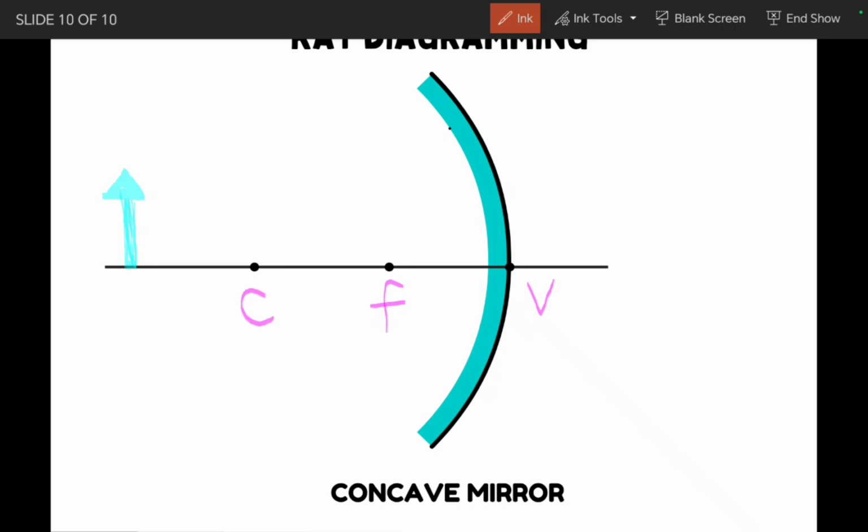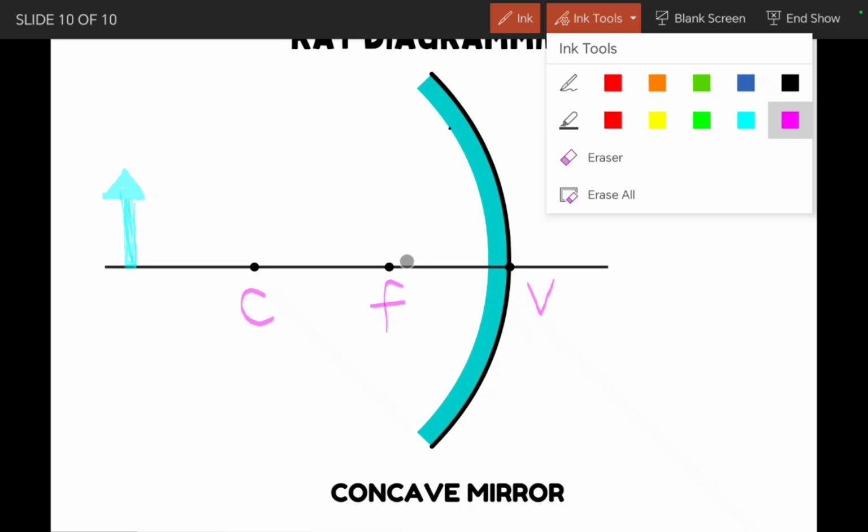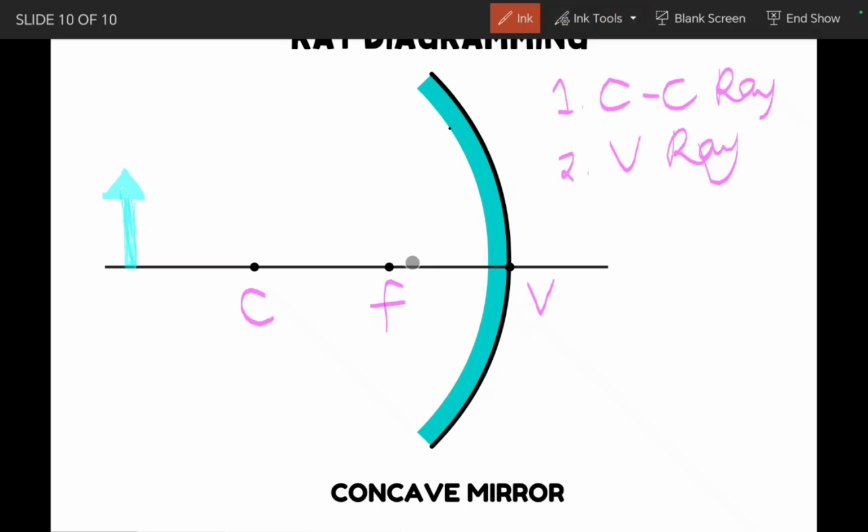Now let's determine what principal rays to use. Since we are done with the P2F ray and the F2P ray, we only have two left, which are the CC ray and the V ray. Let's use the first one. Incident ray first, so let's use the CC ray. The path of the incident ray is from the top of the object towards the center of curvature. And since it's the CC ray, it will go back to its own path. Let's use yellow. Okay, we are done with this.